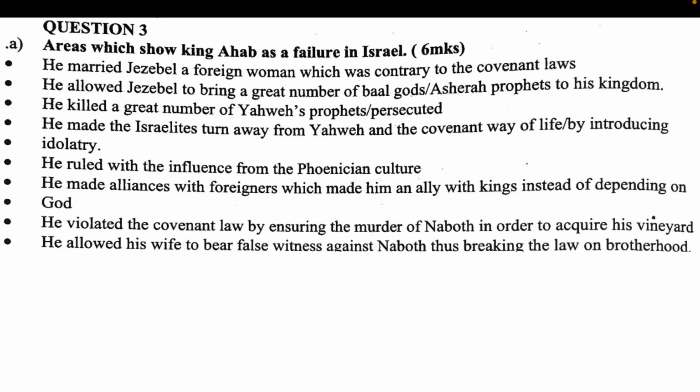He introduced idolatry. Remember, by introducing idolatry, he made the Israelites turn away from Yahweh and the covenant way of life. He made alliances with foreigners. He ensured the murder of Naboth. That is, he violated the covenant law by ensuring the murder of Naboth. He allowed his wife to bear false witness against Naboth.